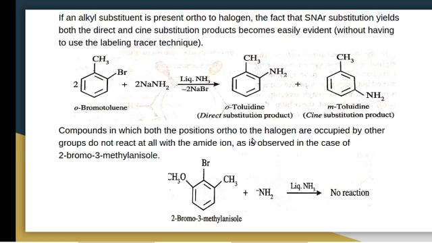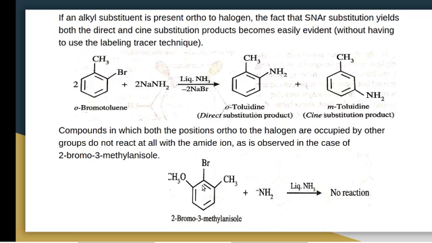Compounds in which both positions ortho to the halogen are occupied by other groups do not react at all with amide ion, as is observed in the case of 2-bromo-3-methylanisole. So here we have an example, 2-bromo-3-methylanisole, which on reaction with amide ion in liquid ammonia undergoes no reaction. That indicates the possibility of the elimination addition mechanism through benzyne intermediate. Because of the presence of the benzyne intermediate, there are two possibilities for the incoming nucleophile to attack on the halogen-attached carbon atom.